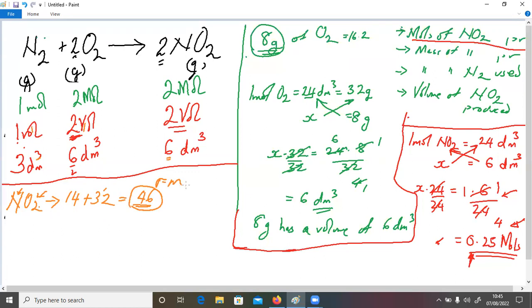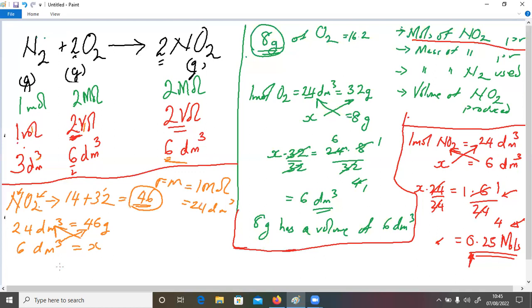Formula mass is equivalent to the mass of 1 mole of nitrogen dioxide, which I also know is equal to 24 dm cubed. So what am I going to say? I'm going to say that I know 24 dm cubed of nitrogen dioxide must have a mass of 46 grams. What about 6 dm cubed, which is what we have, is equal to what mass x?